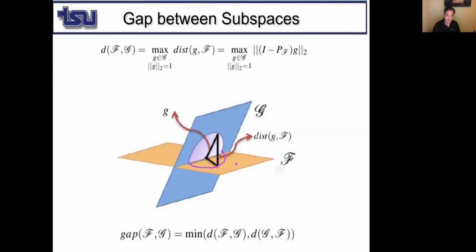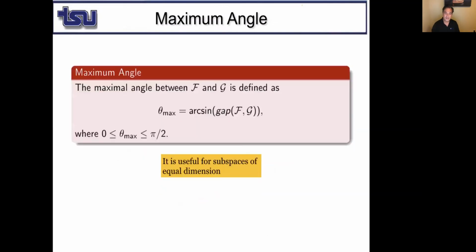The gap between two subspaces is defined as what? The maximum of the distances, the distance from F to G and the distance from G to F. By the way, the distance from F to G and from G to F are not required to be the same for obvious reasons. If you pause the video and look, you will see that. So, well, this is a good measure, right? This is a pretty good measure for non-complementary subspaces.